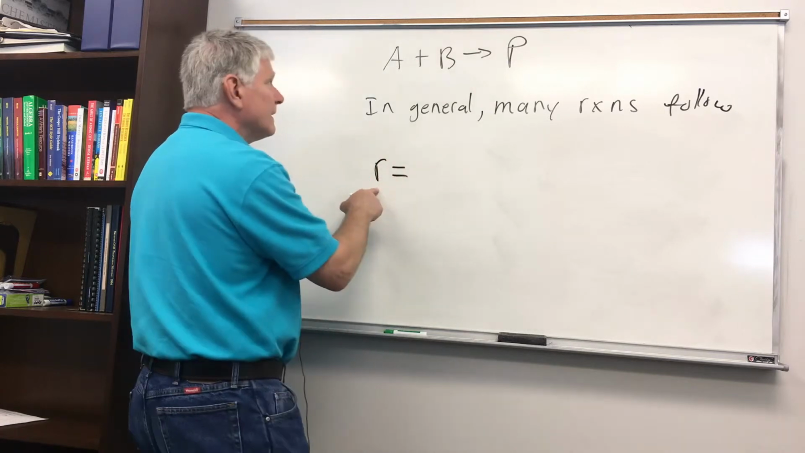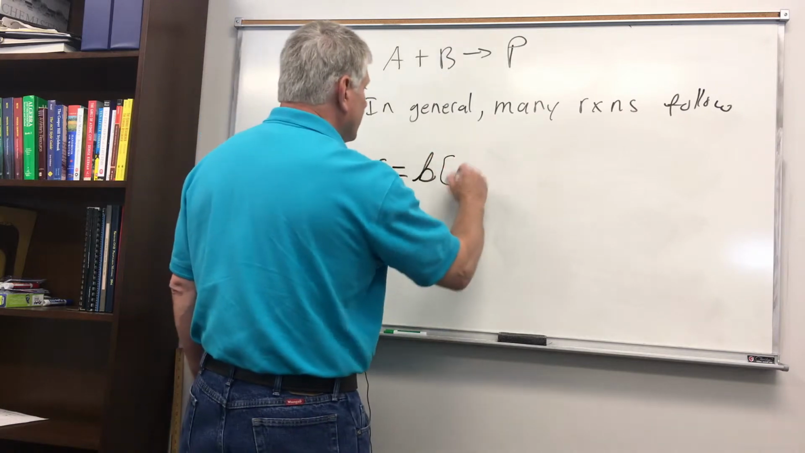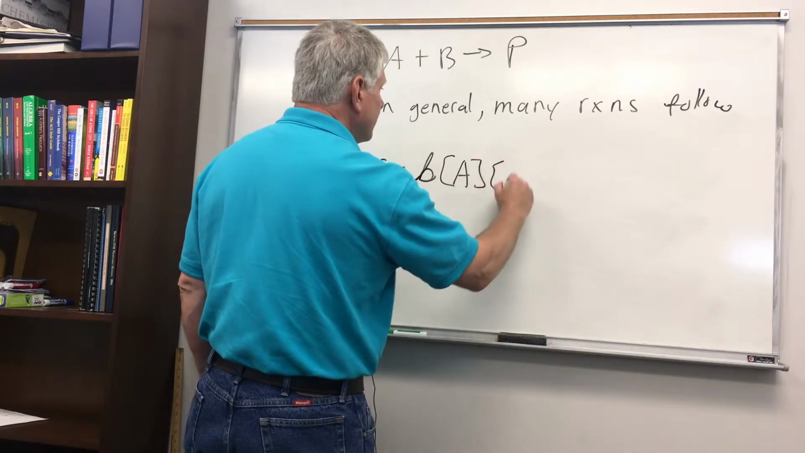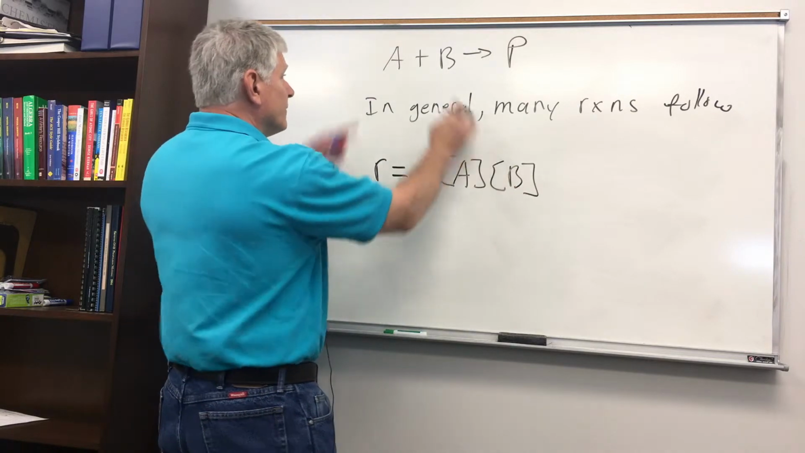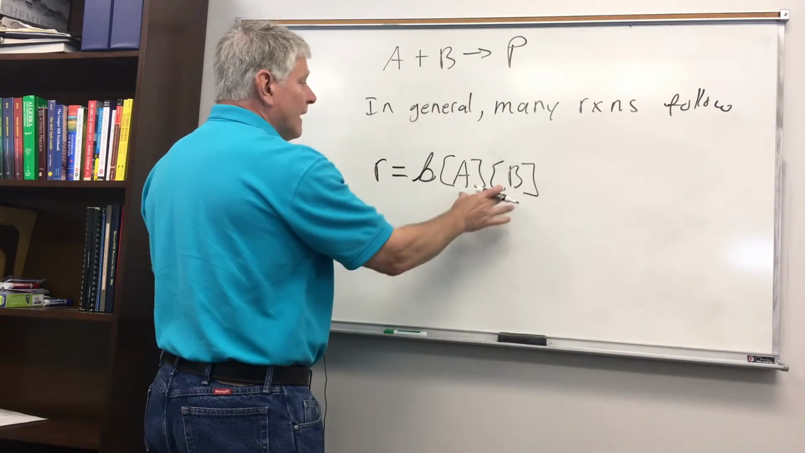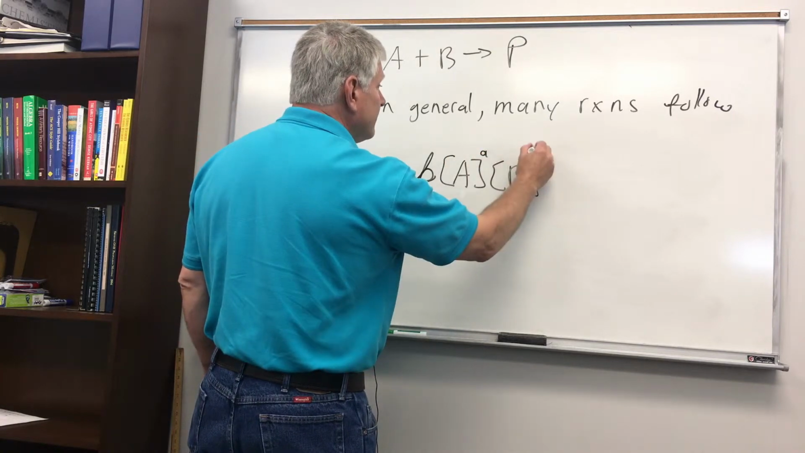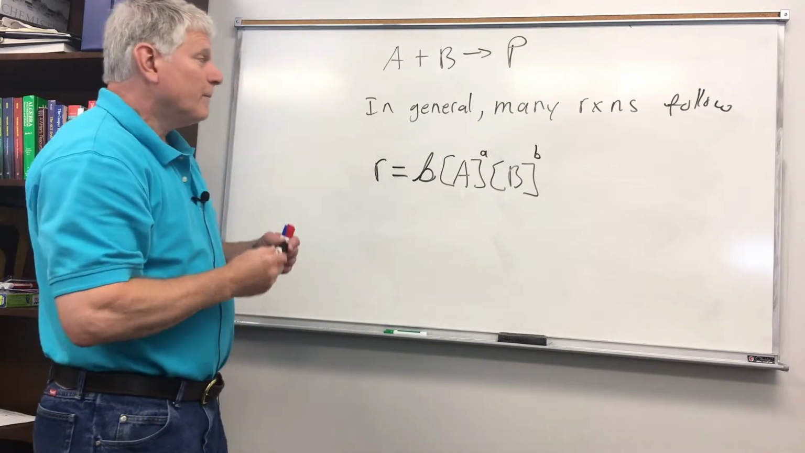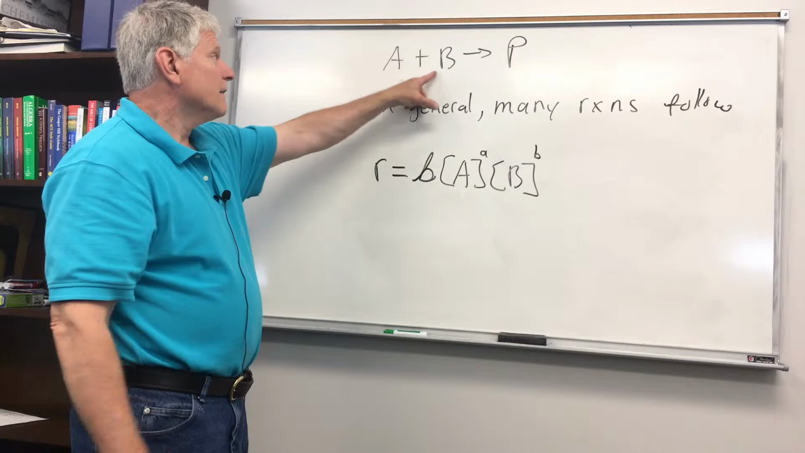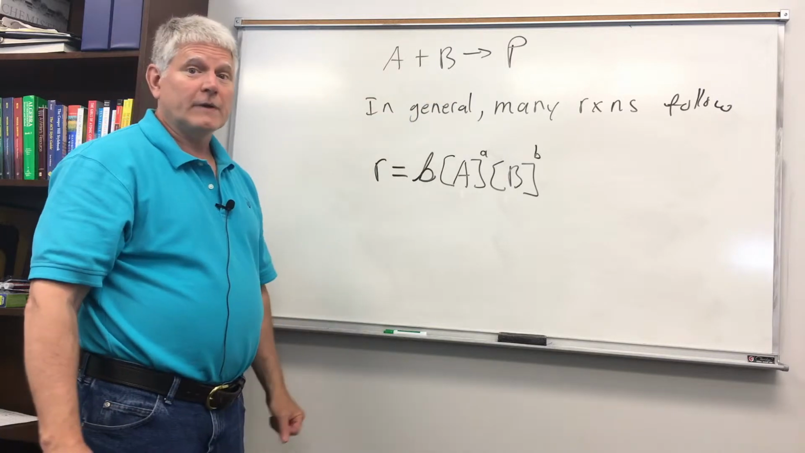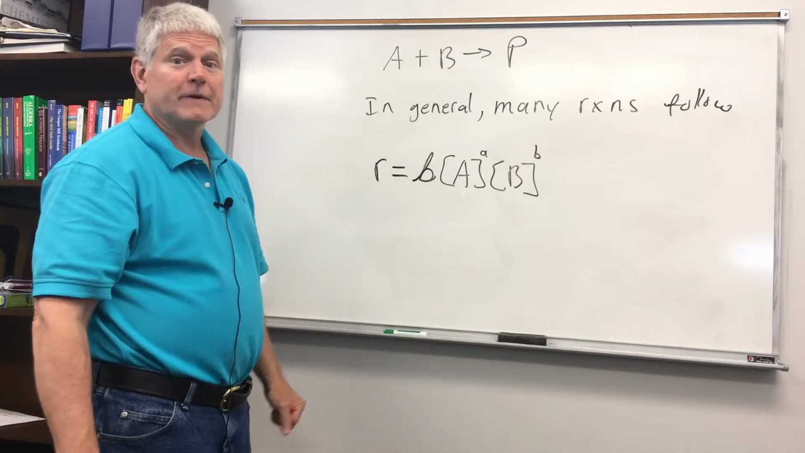The reaction rate is equal to a constant, which we call a rate constant, times the concentration of A and the concentration of B multiplied together. So I take the reactants and I form a product with their concentrations and raise them to some power. Now this little a and b is not necessarily the stoichiometric coefficients in the reaction. We'd have to determine little a and b by experiment.